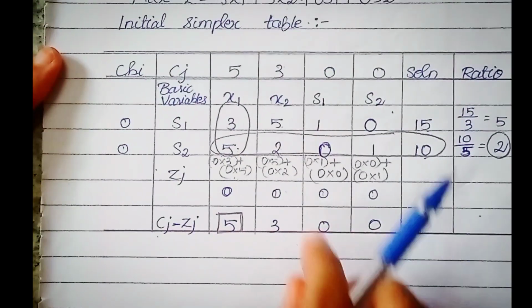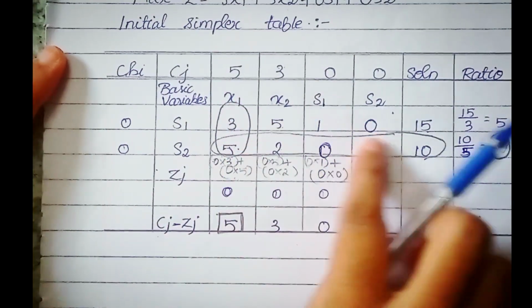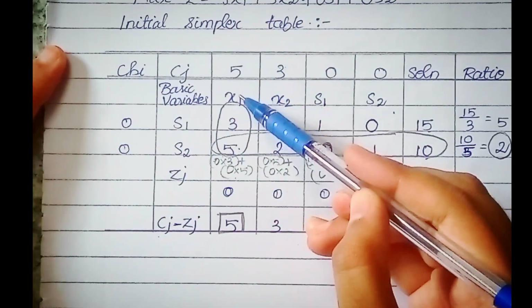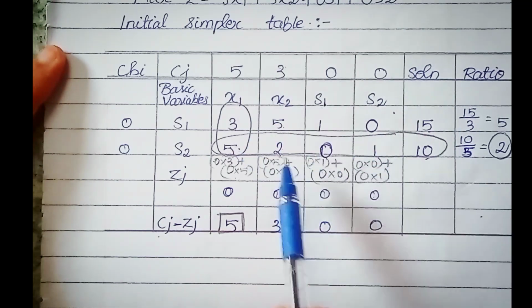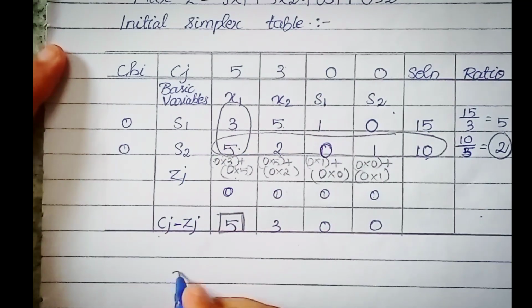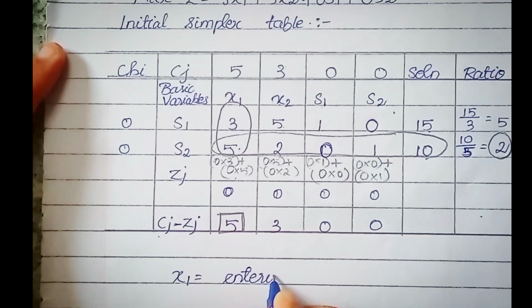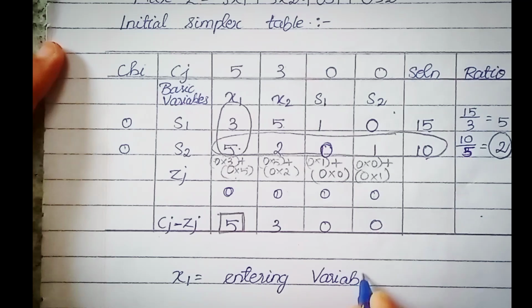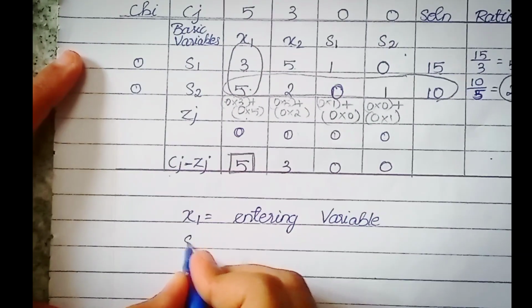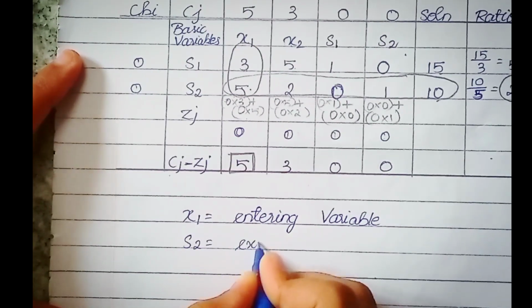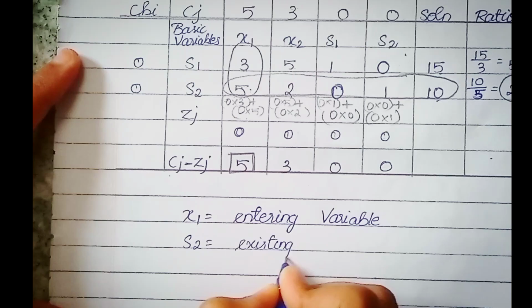Now we got the entering variable and the exiting variable. The entering variable is x1 and the exiting variable is s2. x1 is the entering variable, s2 is the exiting variable.